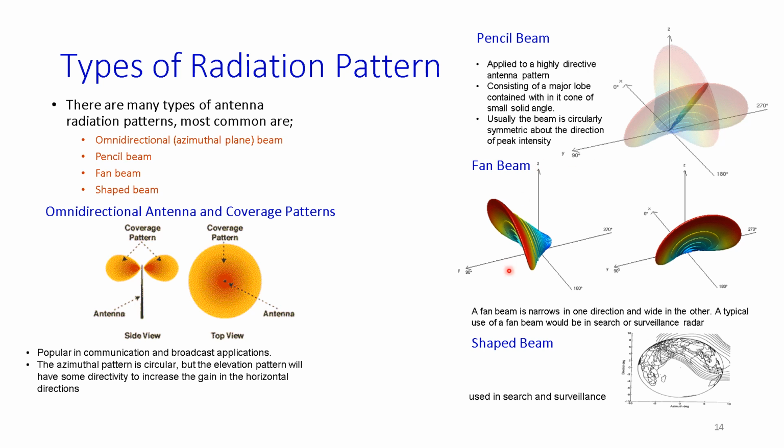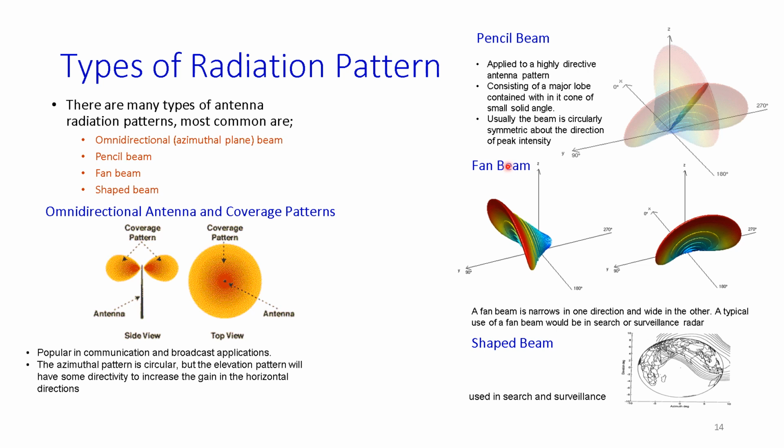We can have a fan. It's like a piece of a fan that's rotating. A fan beam is narrow in one direction and wide in another direction. A typical use of this fan would be search and surveillance radar. When you search a big area, but for a given dimension, it's focused. So here we have wide, but here we have narrow beam. So in one dimension it's narrow, in the other dimension it's wide. Narrow, wide. That's called a fan. It's like a piece of a fan.